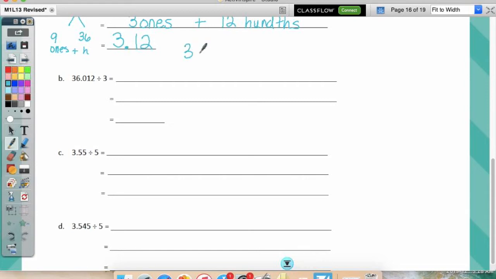So I've got 3 tens, 6 ones, 0 tenths. And this is the only time you're going to see me write the 0 tenths there, or 0 anything. 1 hundredth and 2 thousandths. Can't see the rest of that, but it's there, okay? All right, now I'm dividing by 3 again, okay?